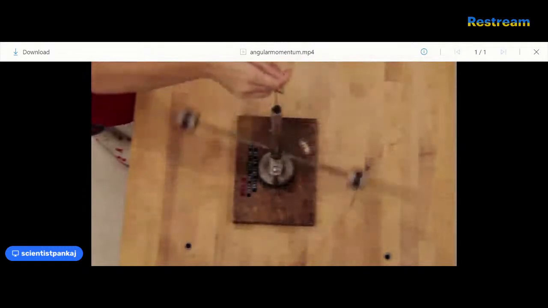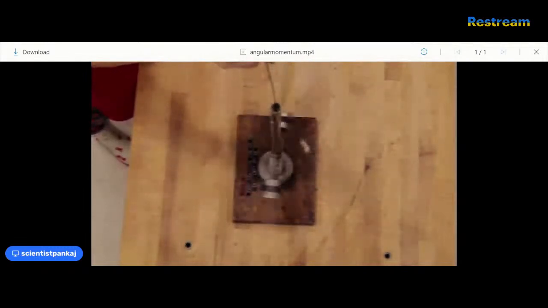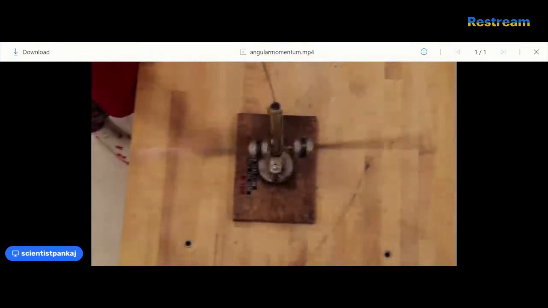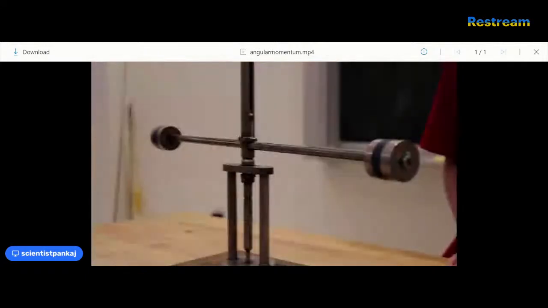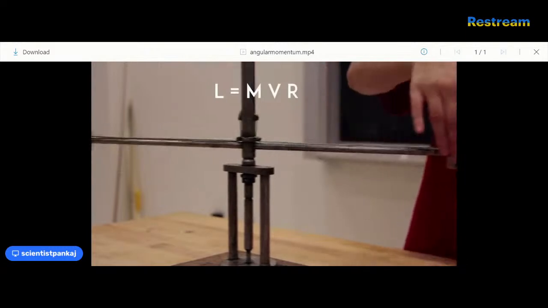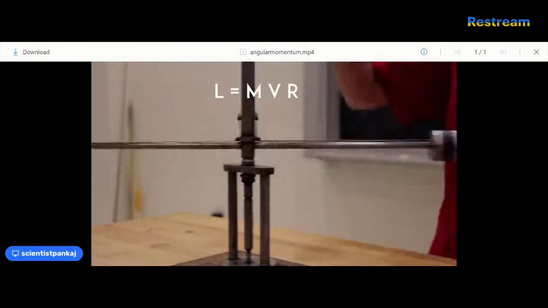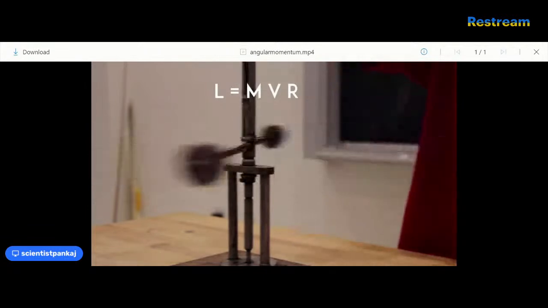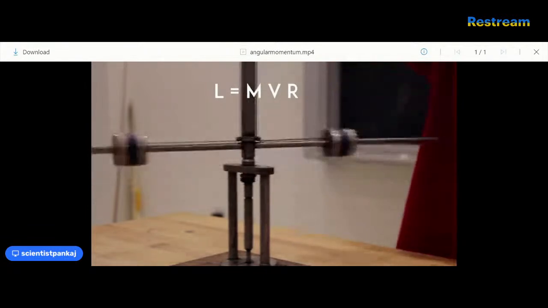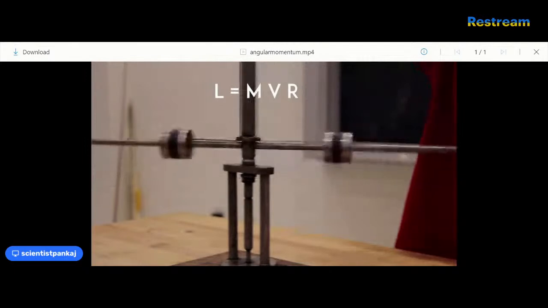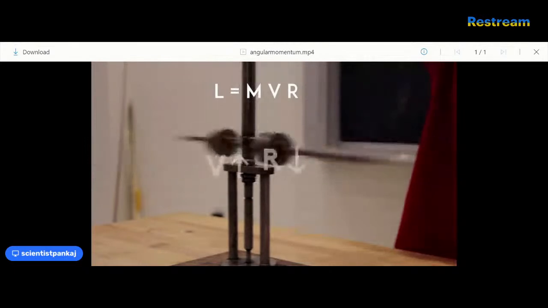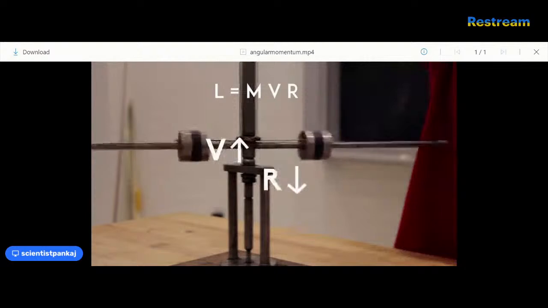Remember that angular momentum is a conserved quantity. Thus, the angular momentum of the masses before we pull the cord is the same as that after. Initially, that value is L equals m times v times r for each mass. As we pull the cord, the radius r decreases as the masses now move on a circle of smaller radius. Since the value of mass m stays the same, how can L remain constant with r decreasing? v has to increase.